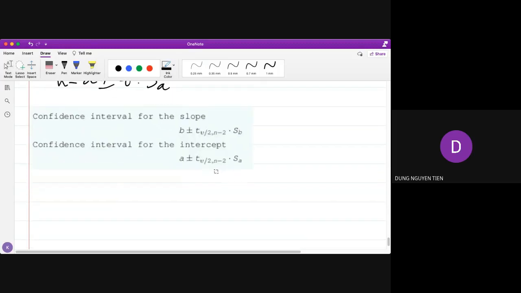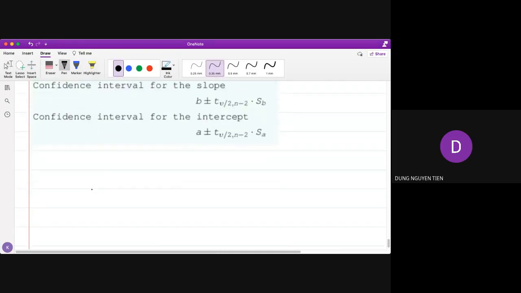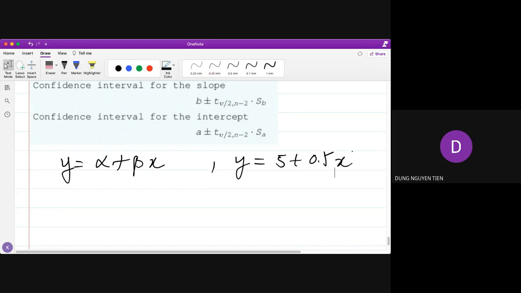Okay, you can get a confidence interval for A and for B. You can also perform hypothesis testing. Why do you want to talk about that? Just like y equals alpha plus beta x, and you don't know if beta equals 0 or not. Let's say the approximation is y equals 5 plus 0.5 times x. Then you can use the value of x to predict the value of y, right?